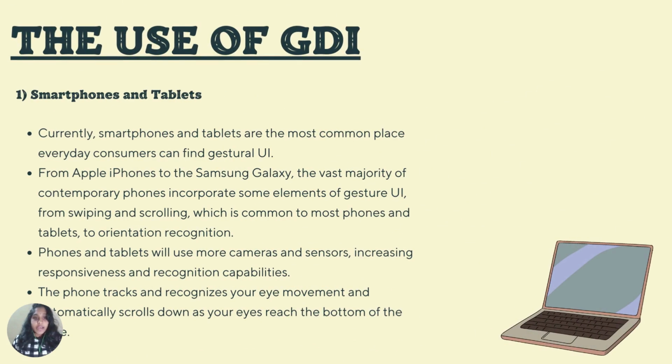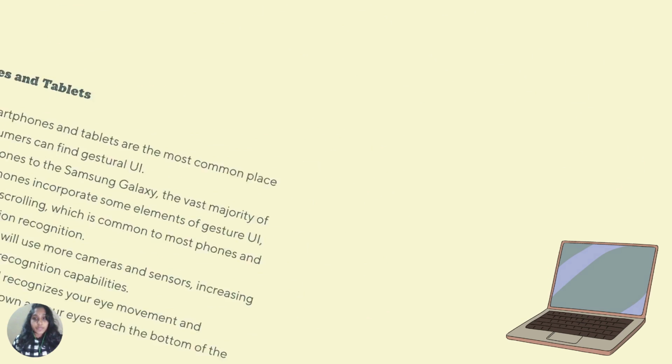The use of GDI, smartphones and tablets. Currently, smartphones and tablets are the most common place everyday consumers can find gestural UI. From Apple iPhones to the Samsung Galaxy, the vast majority of contemporary phones incorporate some elements of gesture UI, from swiping and scrolling, which is common to most phones and tablets, to orientation recognition. Phones and tablets will use more cameras and sensors, increasing responsiveness and recognition capabilities. The phone tracks and recognizes your eye movement and automatically scrolls down as your eye reaches the bottom of the page.